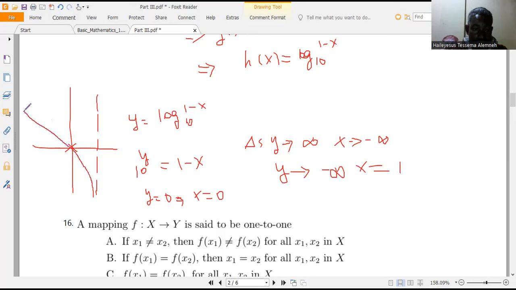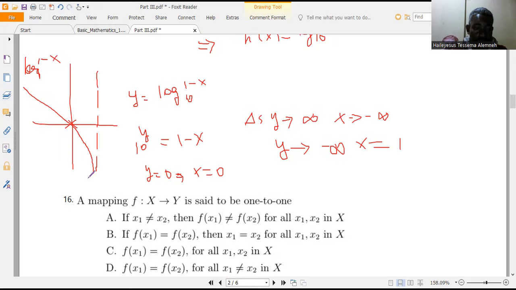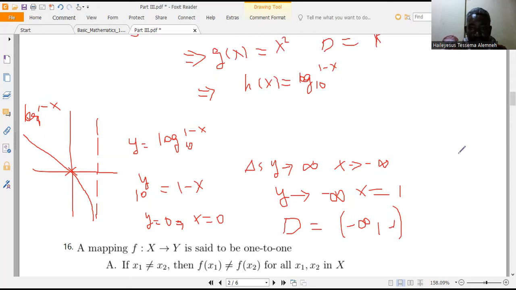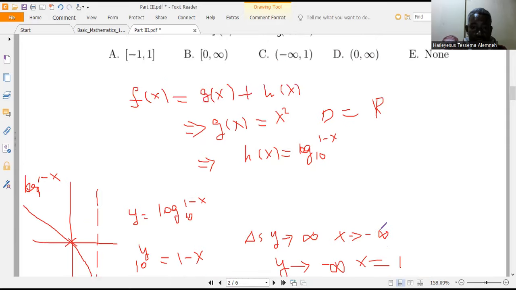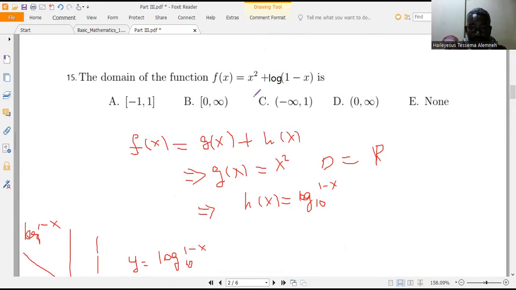So for log of 1 minus x, the domain for this function is minus infinity up to 1, an open interval at 1, intersected with the domain of g. So minus infinity up to 1 is the domain for this logarithm function. So this is the solution.